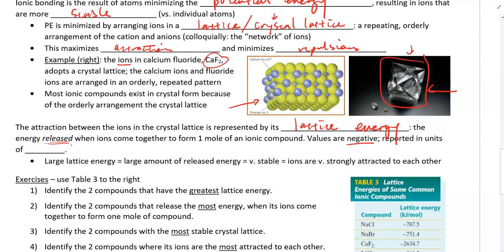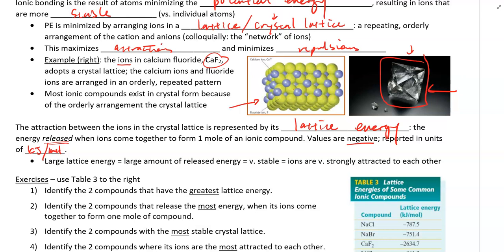Energy is going away. We lost energy. And that's why we use a negative value. Furthermore, it's reported in units of kilojoules per mole. That should sound kind of familiar, because if you are trying to bridge connections again between the covalent molecules and the lattice energy here, this is the same thing. These are more or less the representation of strength of attraction.